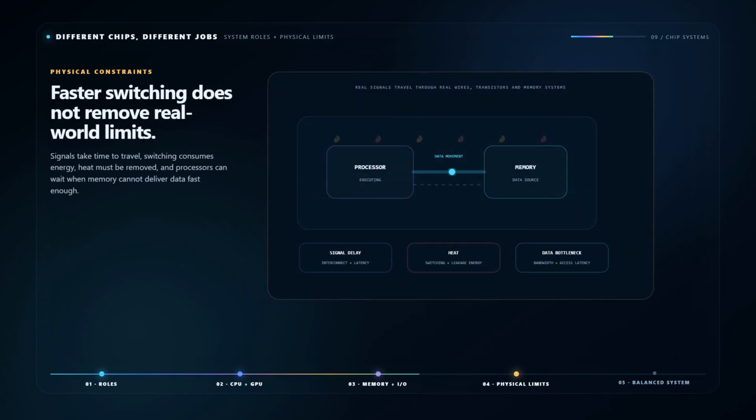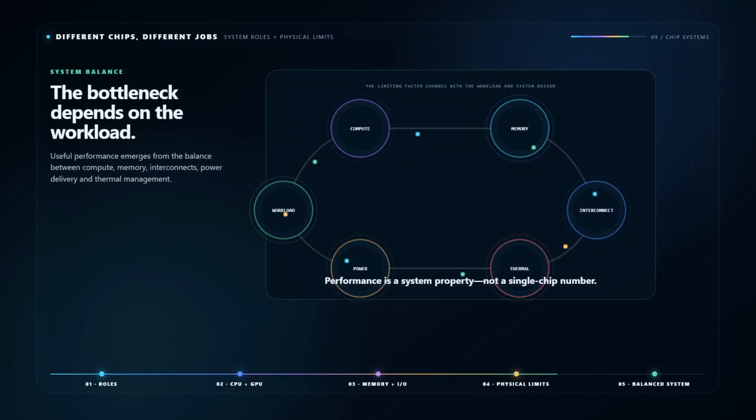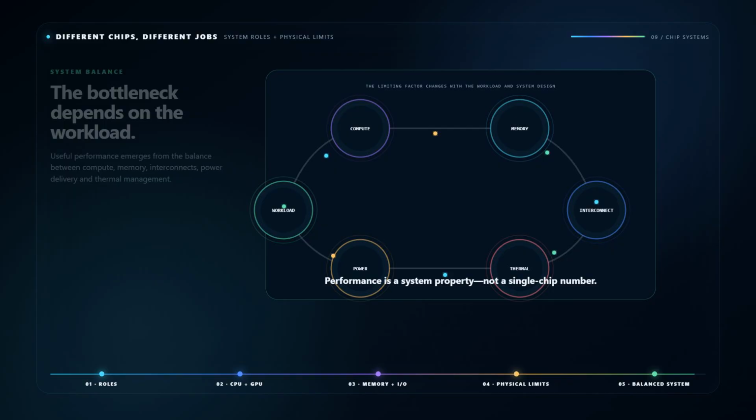That control comes with a cost. Every calculation takes time. Every signal must travel through real physical connections. Every switch wastes a little energy as heat. That is why modern electronics have limits. A faster chip can deliver more performance, but it can also create more heat. And a powerful processor is only useful if it can be fed data quickly enough.